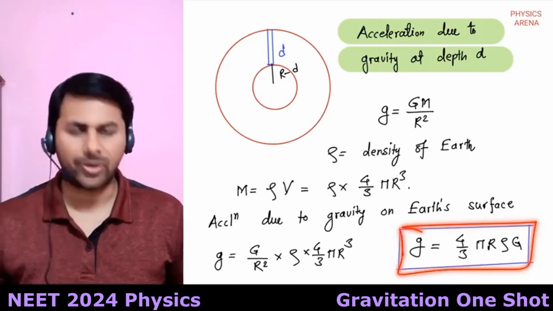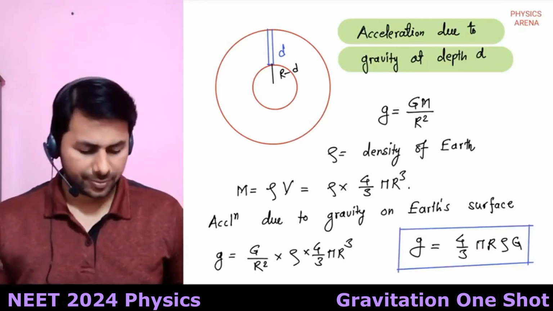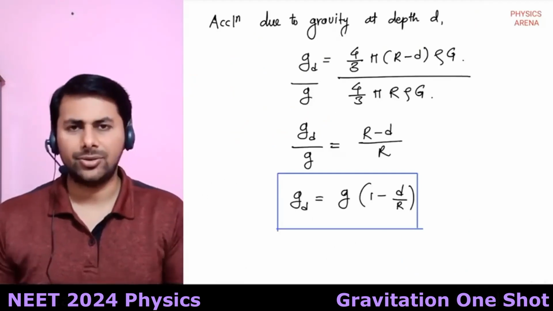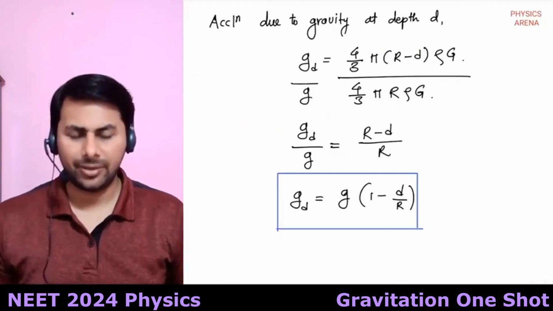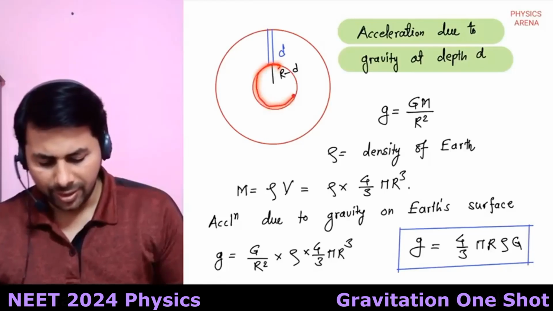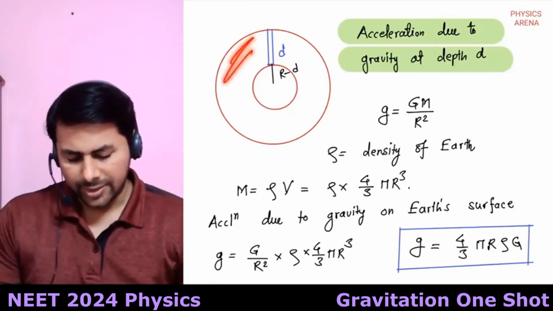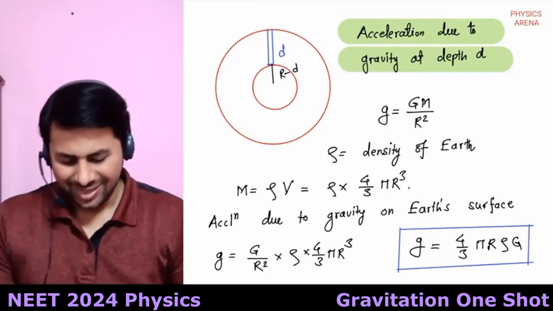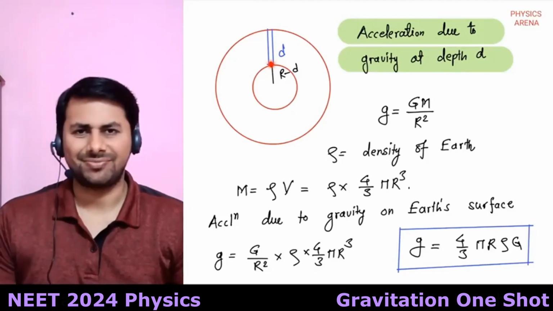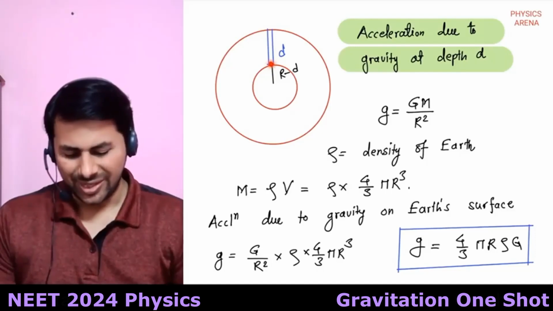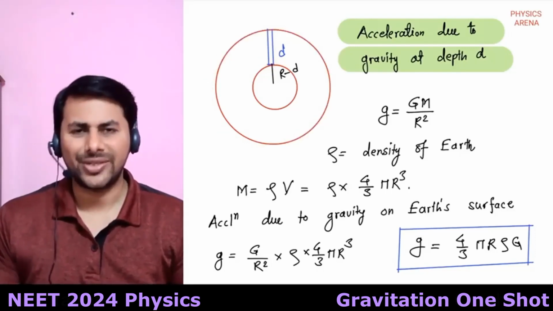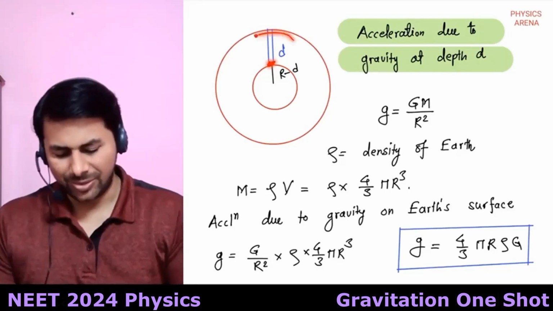This formula is important. Using this, we can find the acceleration due to gravity at depth d, because if the depth is d, then we neglect this mass. Why? If some mass is here, you can consider this as a shell. What will be the gravitational force on this mass due to the shell?